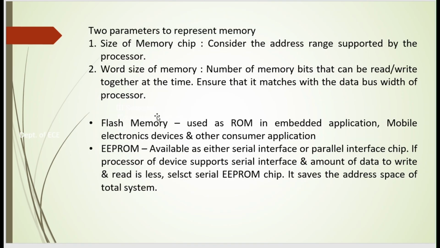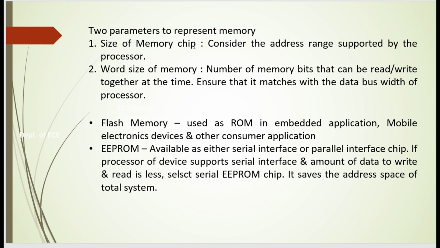Next are two parameters to represent a memory. One is size of the memory chip and another is word size of memory. For size of the memory chip, consider the address range supported by the processor, and for word size of memory, the number of memory bits that can be read or written together at a time is considered.